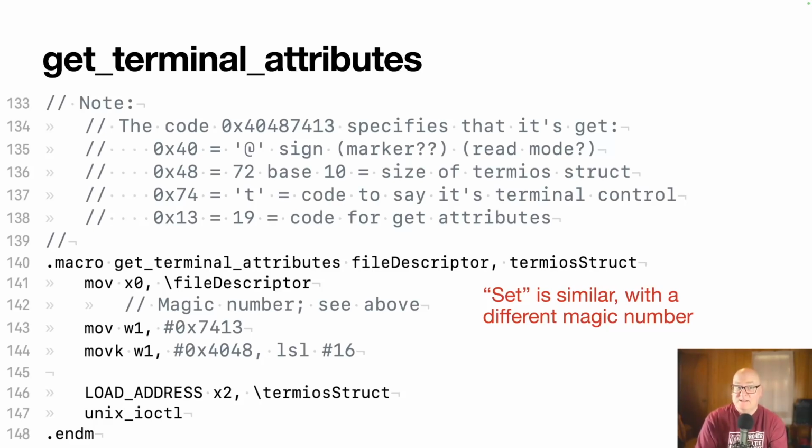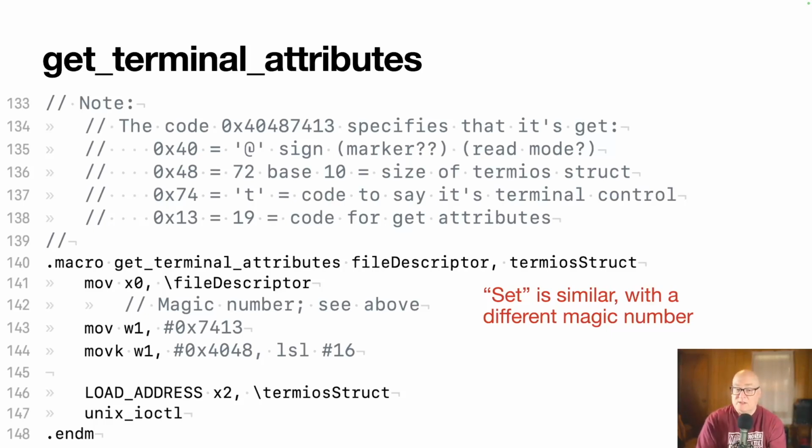Then 48 is the size of the structure we're going to write. So it's 72 base 10, it's 9 words. And then 74 is a lowercase t, and that tells IO control, hey, we're going to talk about the terminal. You could also be talking about a printer or something else, I guess. And then 19 decimal is the code for get attributes. So the T19 part is the part that really says, hey, this is get attributes. And so that constant ends up in X1, W1.